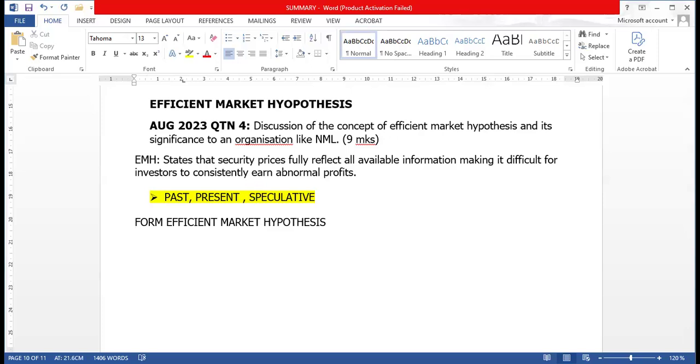So that is about the efficient market hypothesis. Now, forms. We have three forms of the efficient market hypothesis. We have weak efficiency, then we have the semi-strong, and then lastly we have the strong form.